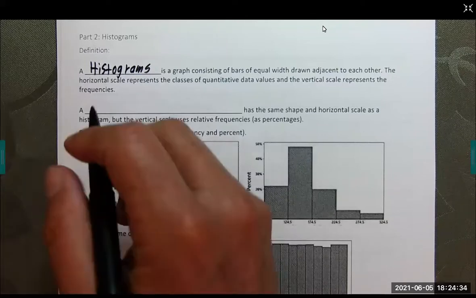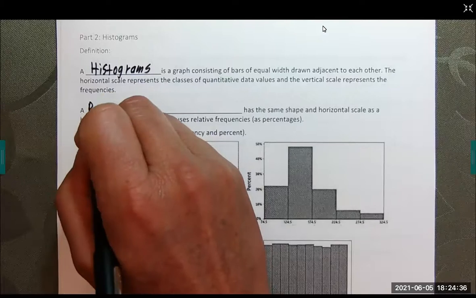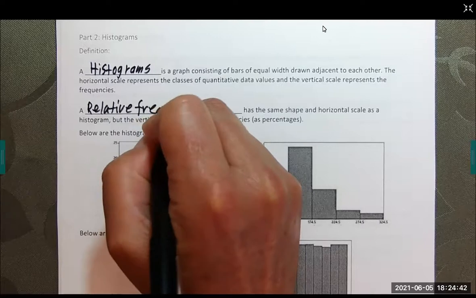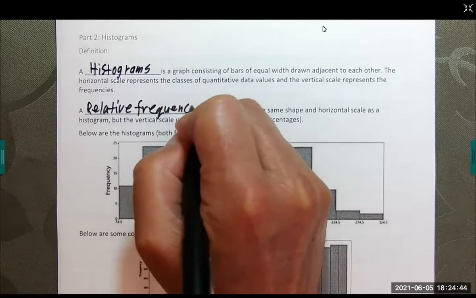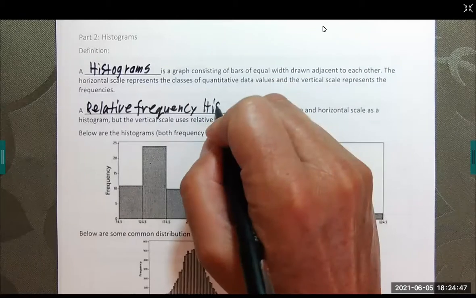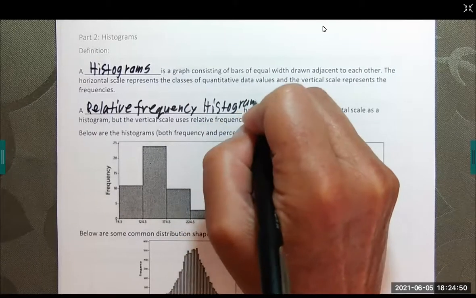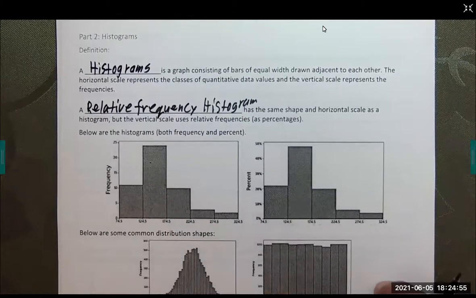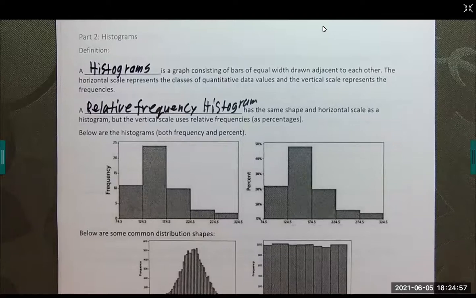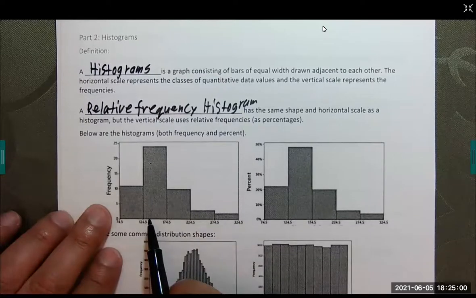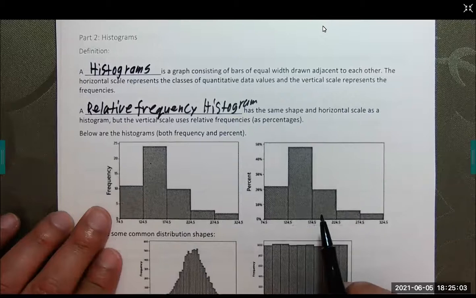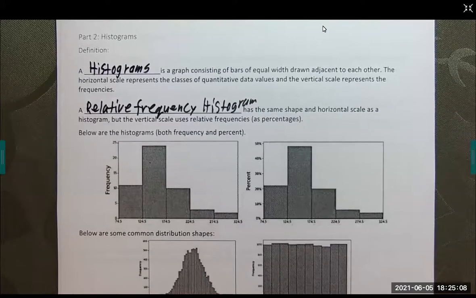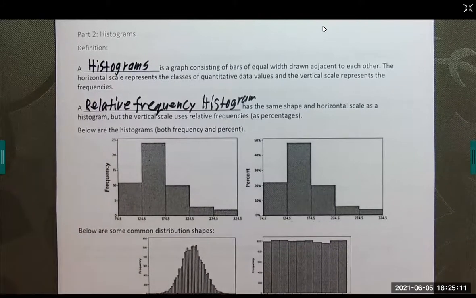A relative frequency histogram has the same shape and horizontal scale as a histogram, but the vertical scale uses percentages instead. So here's some data, and here's the exact same data. This one is based on percent, and this one's based on frequency. And you can see they're the exact same shape. And below it is frequency and percent.